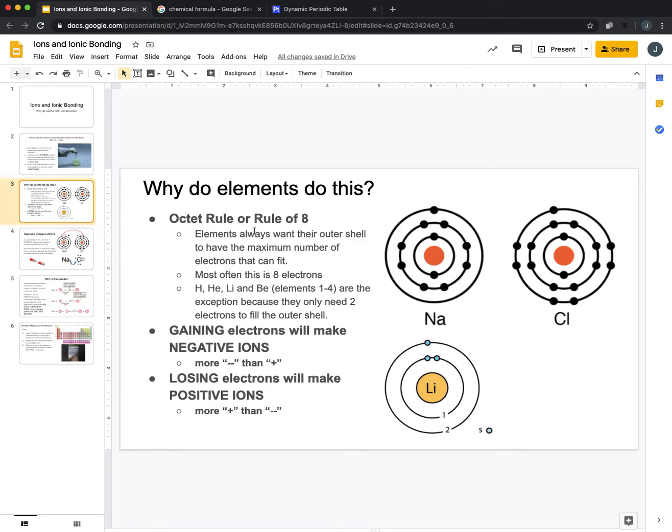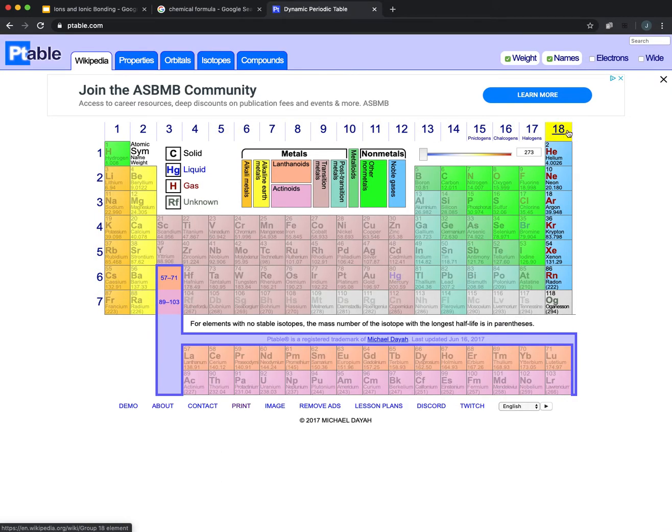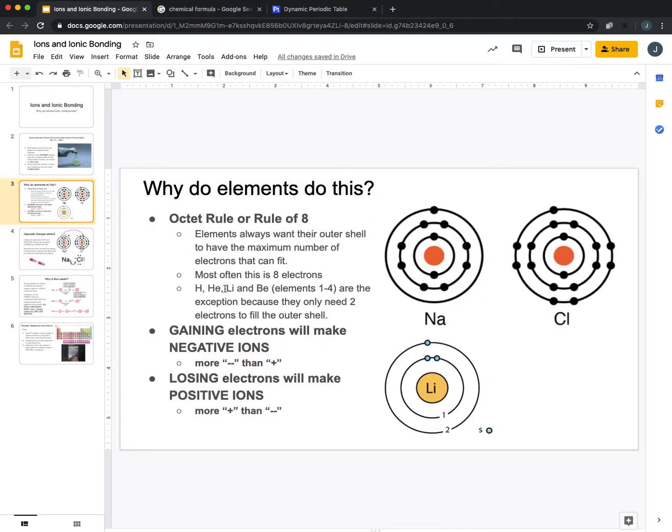So in that situation, when we look at those 4 elements, we're not worried about getting 8, but those 4 are the only exception. Everything past beryllium here, so boron, carbon, nitrogen, oxygen, fluorine, neon, all the way through these, want to have those 8 valence electrons in their outer shell. They want to be full. Sometimes it's called being fat and happy. Elements want to be fat and happy.